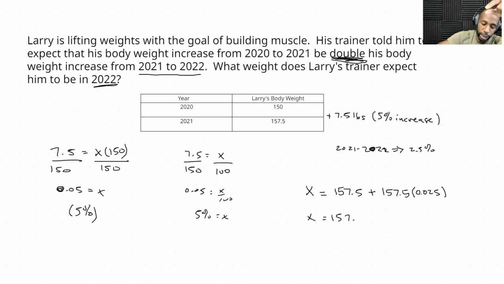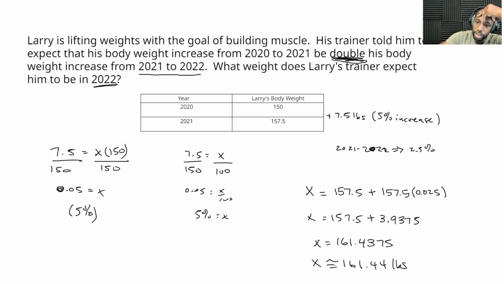So that equals 157.5 plus, I'm just going to use all the decimal points, 3.9375. And that gives us 161.4375. We'll just say that's equal to 161.44 pounds. Okay. So that's how you solve that.